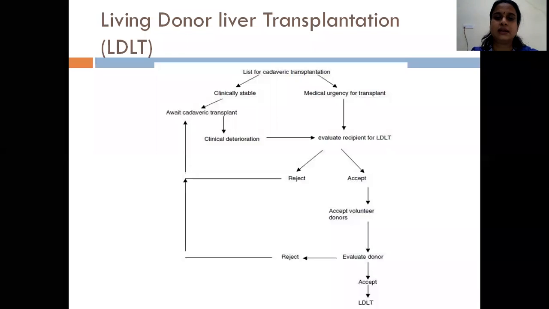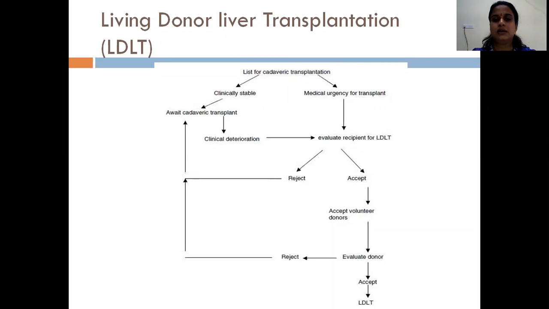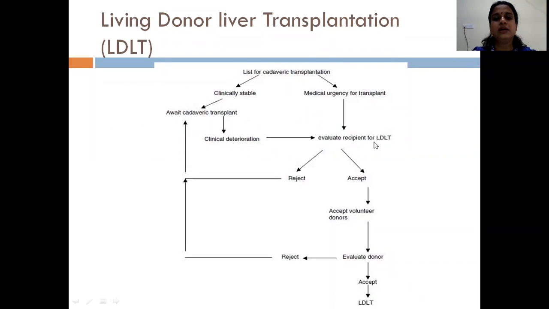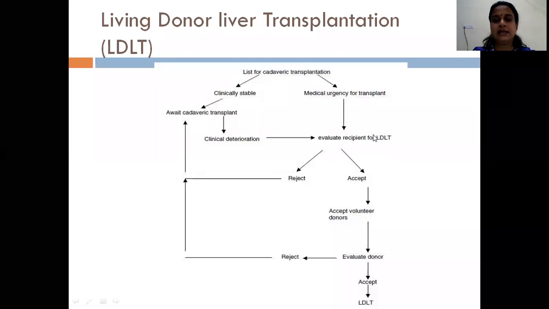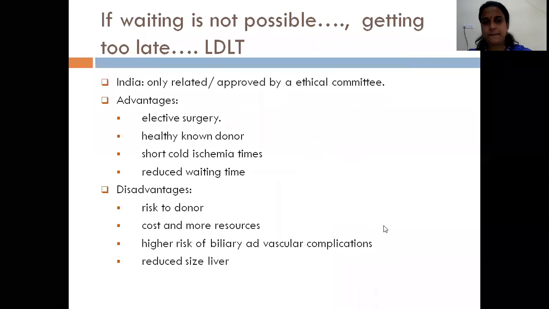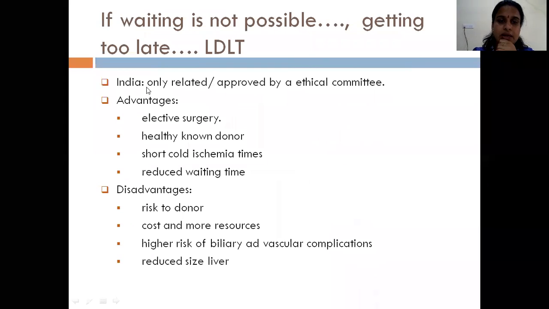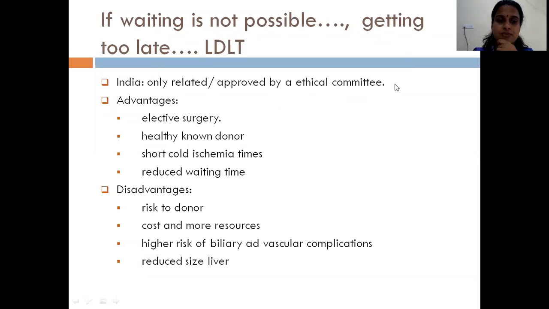For a living donor liver transplantation, it is usually reserved for when there is a long waiting period for cadaveric transplantation or a medical urgency. So these are two conditions where you will go for living donor liver transplantation, LDLT, provided the volunteer accepts. So if waiting is not possible, that is an emergency case, or the waiting is getting too long. In India, only the related and the approved donors by the ethical committee are allowed to donate.